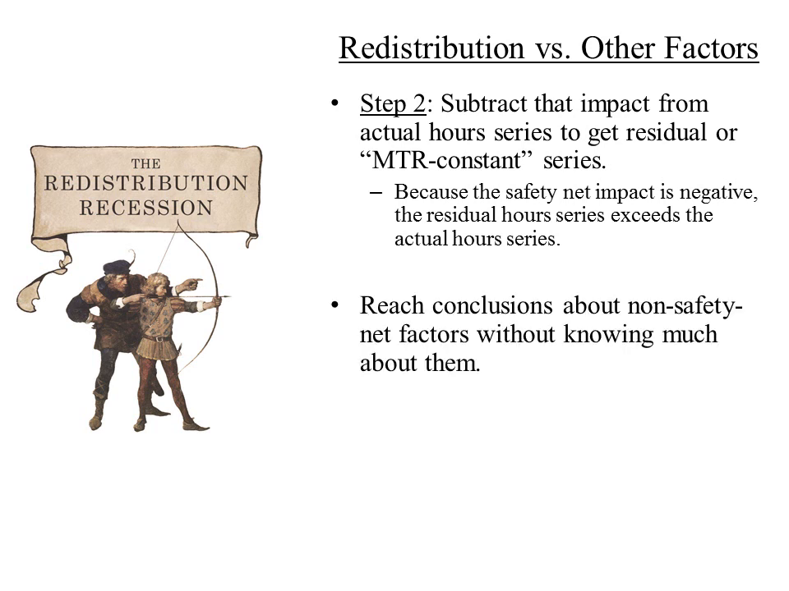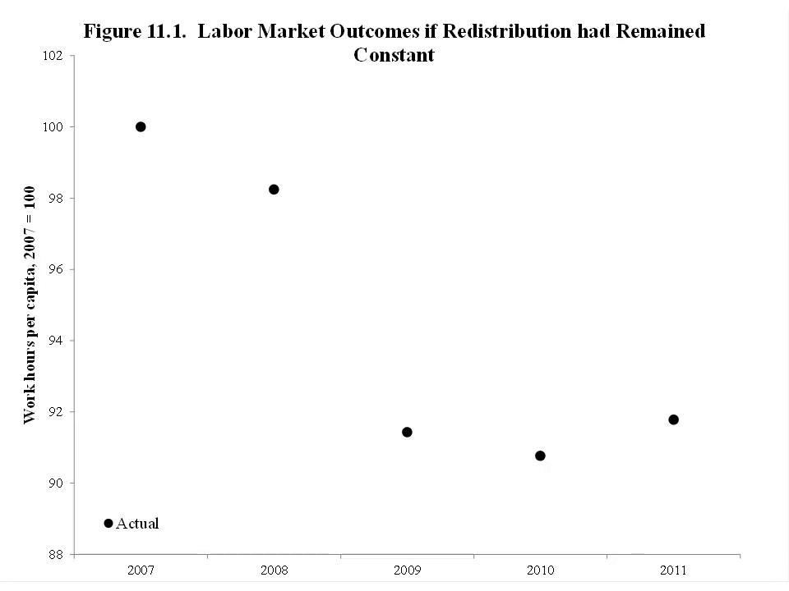Now we can reach conclusions about non-safety net factors without knowing much about them. In order to see some of those conclusions, let's look at another chart. As before, the chart shows calendar time versus an index of hours worked per capita. We don't know that much about the month-to-month dynamics of the safety net's impact, so here we will be looking at yearly data. As we saw before, hours worked per capita falls almost 10% during the recession and still remains far below where it was before the recession began.